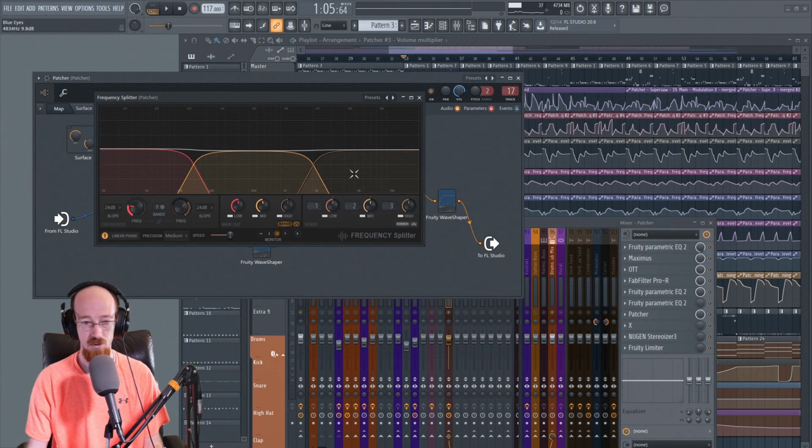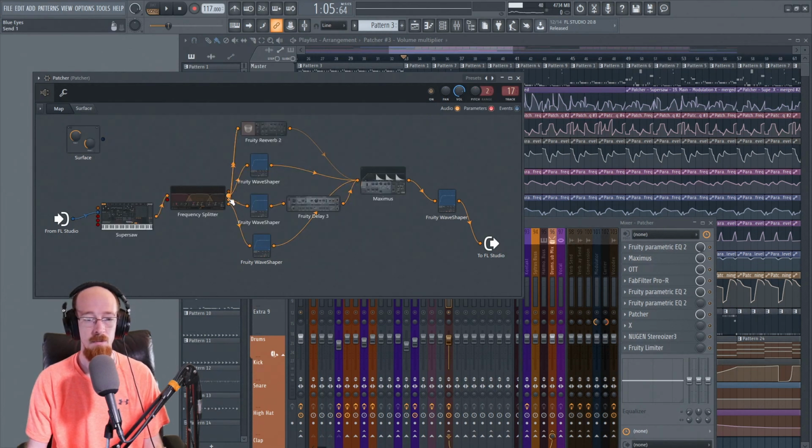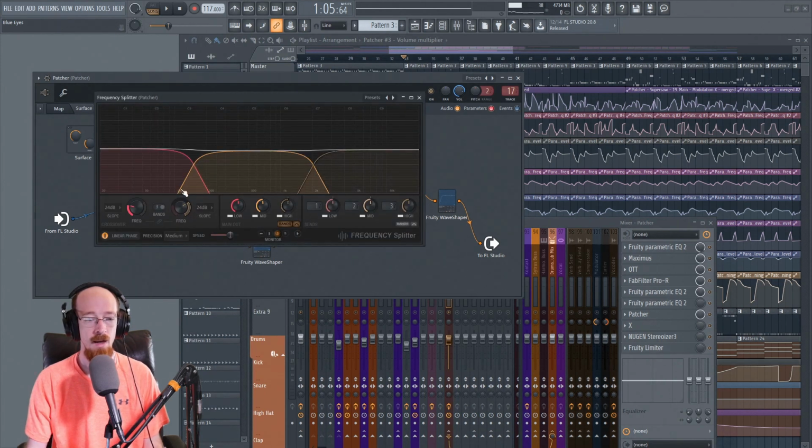So first, we've got 3 bands, and you have to send them out, and you have to assign these. So I have it send 1, 2, and 3 is the low, mid, high. And in Patcher, you can see that's send 1, send 2, send 3. So this is the low, the mid, and then the high. And I also have a linear phase on. I touched nothing else. I just wanted to split it into 3 generic bands. And then what I did was I automated the low band's crossover point.